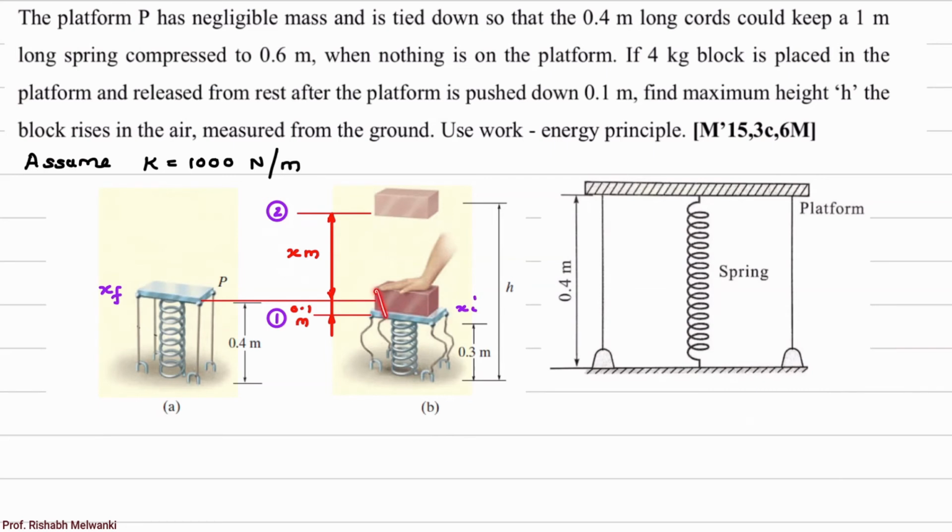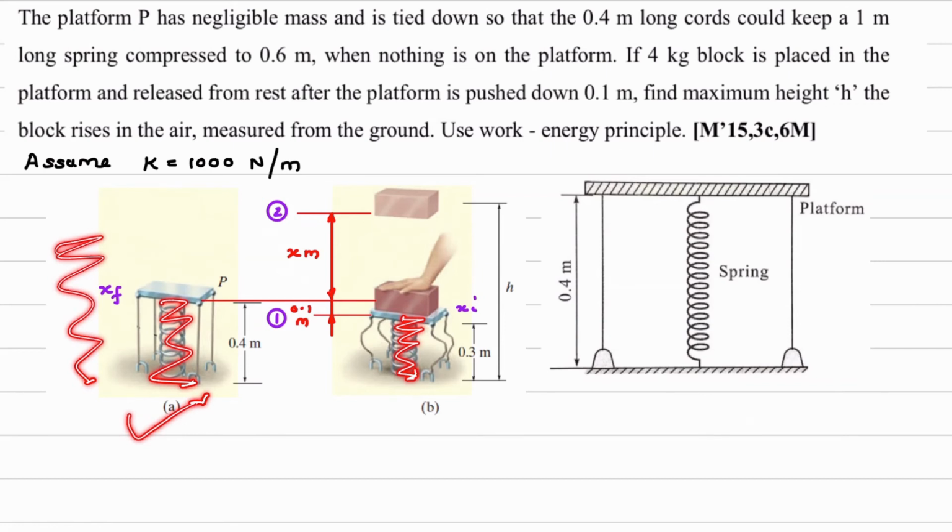Here on this platform a block is placed. What is the mass of the block? 4 kg. Okay, now it is being pushed with the help of an external force. Here the hand is shown in the downward direction, so the spring will be compressed further. Already in diagram A it is compressed. This is the free length of the spring and it is compressed. Further it is compressed to this position.